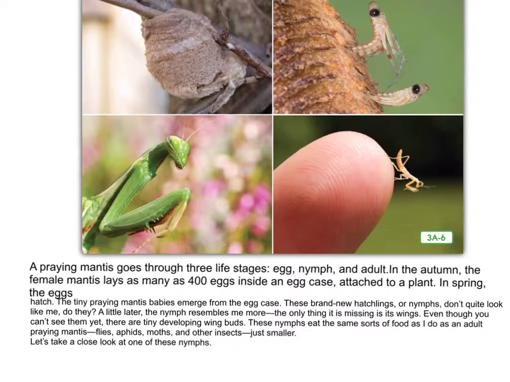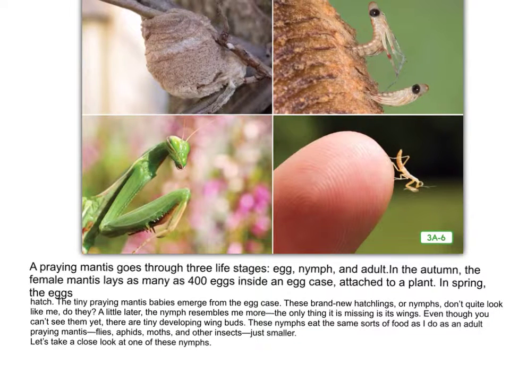A praying mantis goes through 3 life stages: egg, nymph, and adult. In the autumn, the female mantis lays as many as 400 eggs inside an egg case attached to a plant. In the spring, these eggs hatch. The tiny praying mantis babies emerge from the egg case. These brand new hatchlings, or nymphs, don't quite look like me, do they?